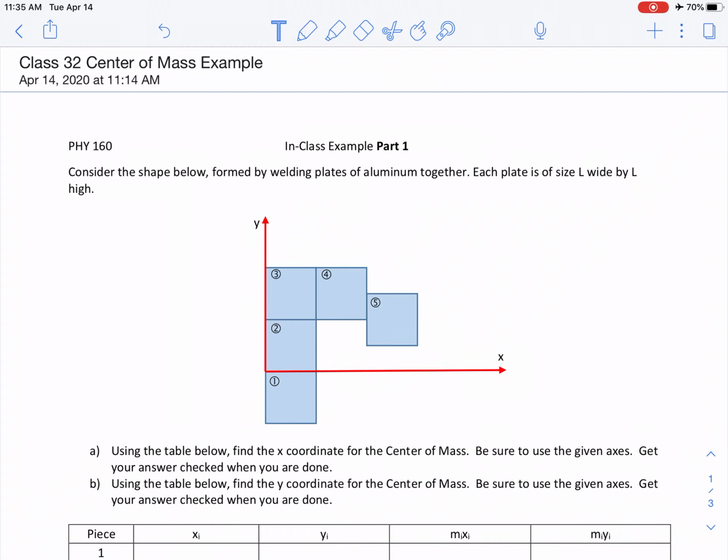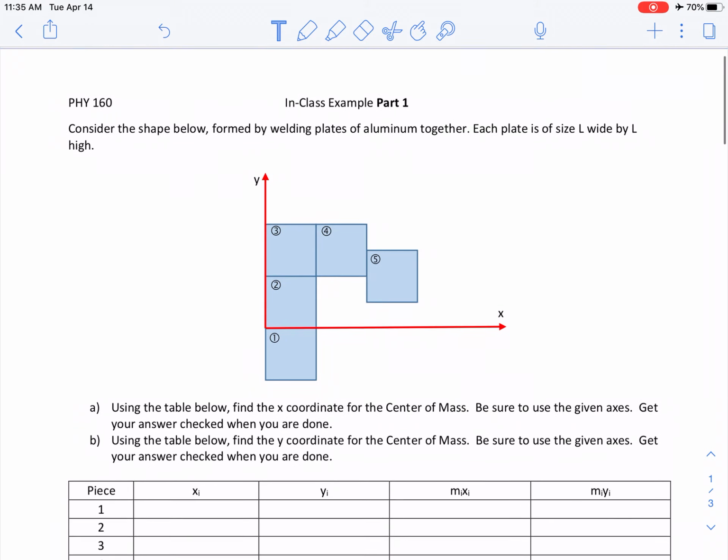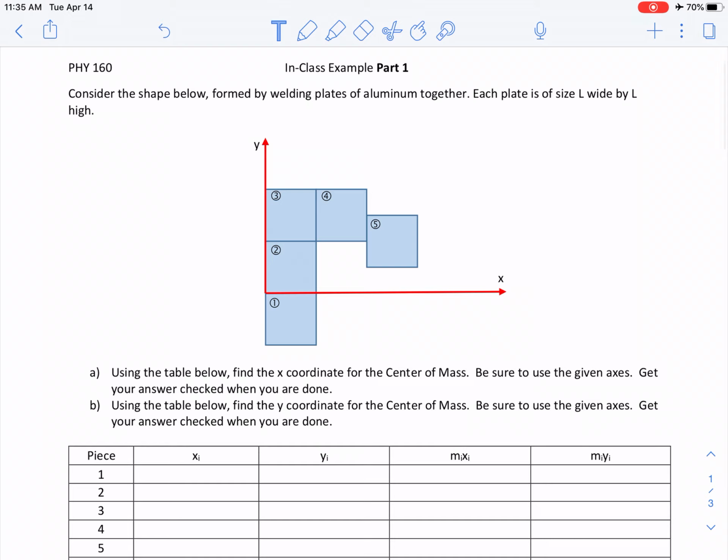Okay, so here is an in-class example. This is an added problem. It's about center of mass, and it's kind of one final review of this material, how to find center of mass. Because we're finishing up the chapter again, we're skipping some stuff. But before the exam and before moving to the next chapter, I wanted to review this one more time.